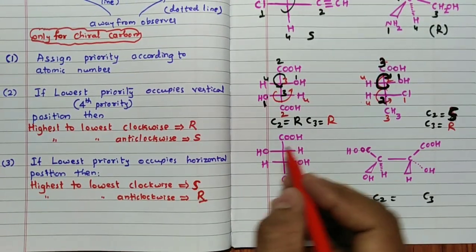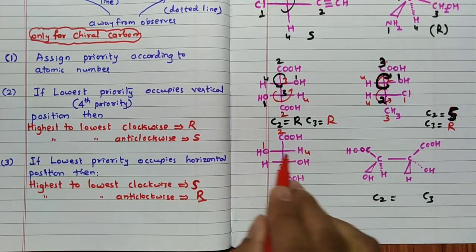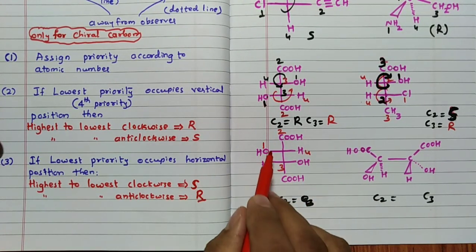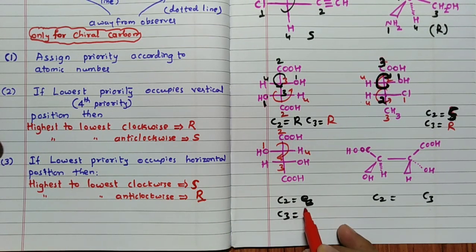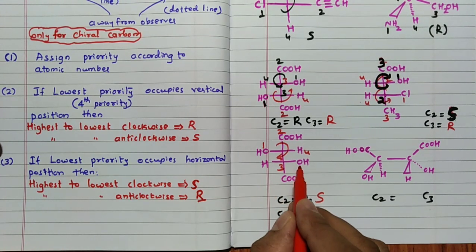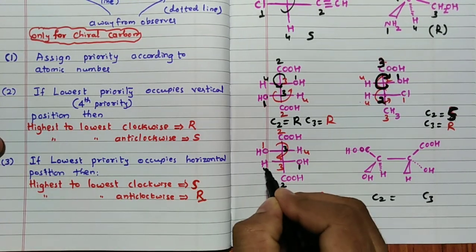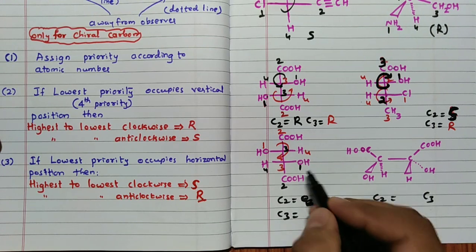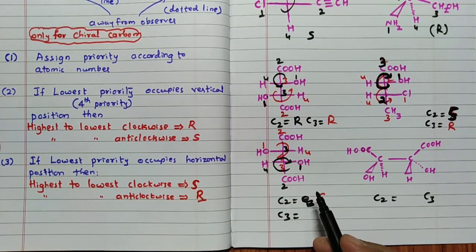Now here you can see first priority oxygen. Second priority this. Third priority is this. Fourth priority is this. Fourth priority is in the horizontal position. So you can say 1, 2, 3 like this. 1, 2, 3 means it is a clockwise direction. So it is S. C2 S. In this case, first priority is this, second priority, third priority, fourth priority horizontal position. So 1, 2, 3 in this direction, which is also clockwise. Clockwise direction, it is S. This is also S.